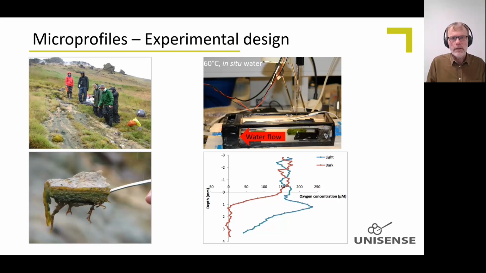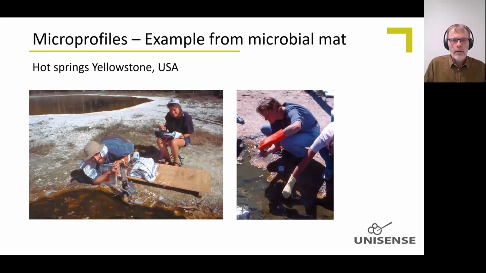These guys took the samples inside in a flow channel where they had water from the site, heated it to 60 degrees and created a flow across the mat. And then they could measure with these sensors the oxygen concentration in light and in darkness. So that's a really good example of how to recreate in situ conditions in the lab. A better way, you could say, would be to go out into the field.